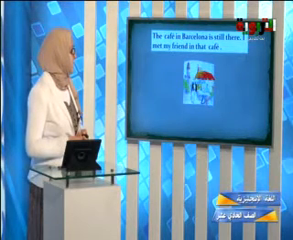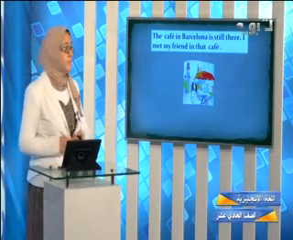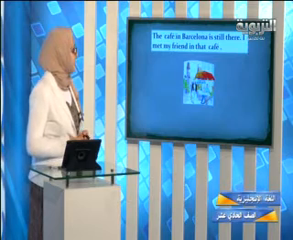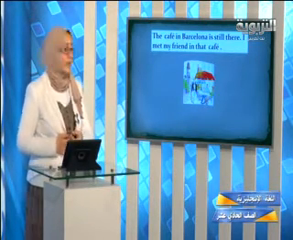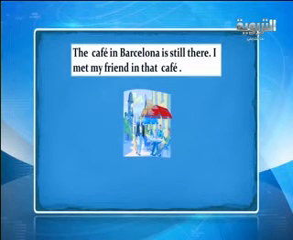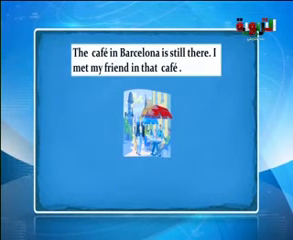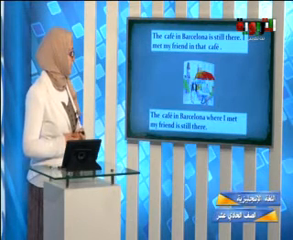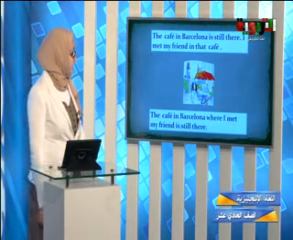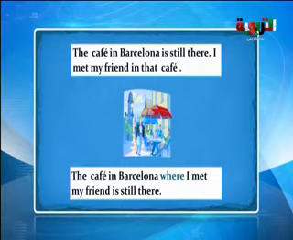Now look at this. The cafe in Barcelona is still there. I met my friend in that cafe, and here we see a picture of a very quaint cafe where people come and enjoy their time. So once again, we have a set of two sentences, and we need to find a linking word to put them together. We need to find a relative pronoun to put them together. So what do you think is the way to go? Which is the most appropriate one? The answer we have here is, the cafe in Barcelona where I met my friend is still there.